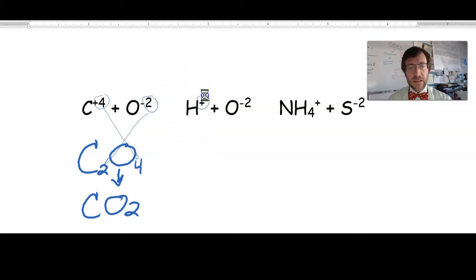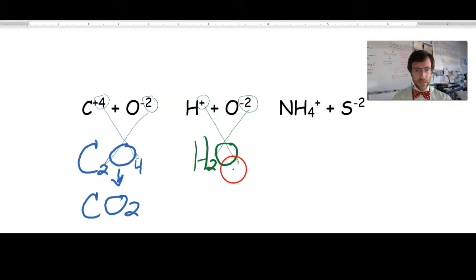Next one. I'm going to take the 1 for the hydrogen. There's my 1. I'm going to take the 2 for the oxygen. H2O. Can't simplify. Good. Lovely.